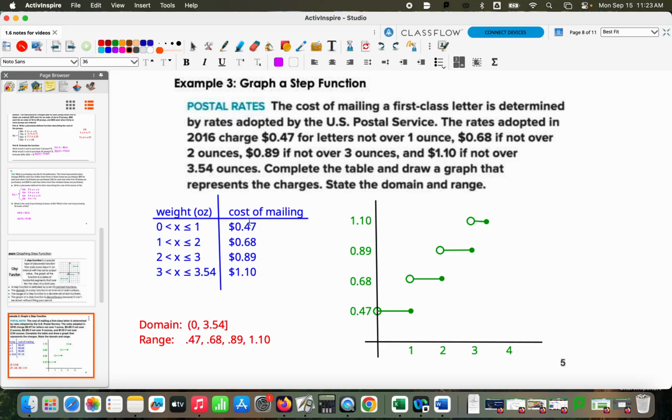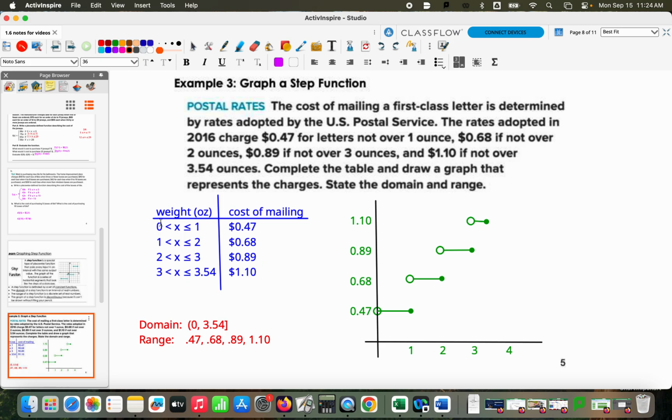If it's between 0 to 1 ounces, then it's going to be 47 cents. If it's between 1 to 2 ounces, so up to 2 ounces, then it's 68 cents, and so on. Just read through the situation. So not over 3 ounces, so between 2 to 3, it's now 89 cents. And between 3 and, I have no idea how they got 3.54 ounces, but there you go. That's their cutoff, it's $1.10.